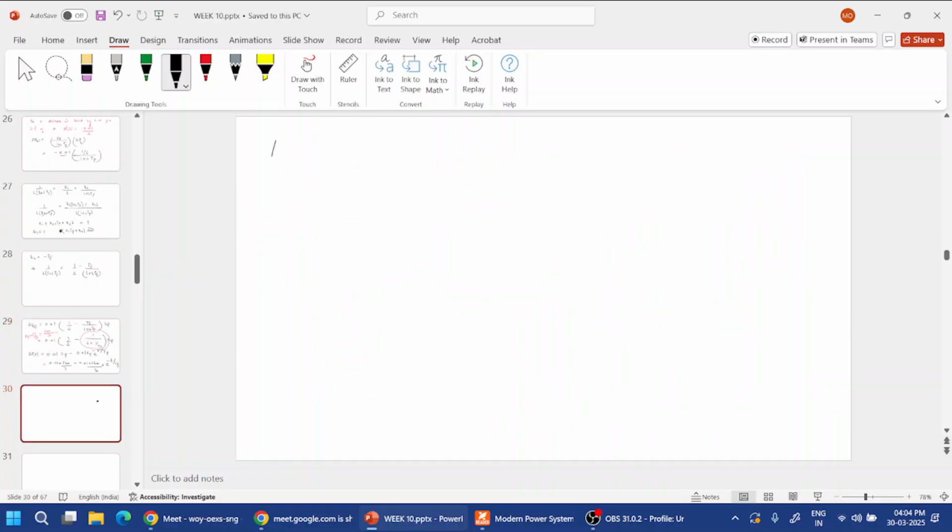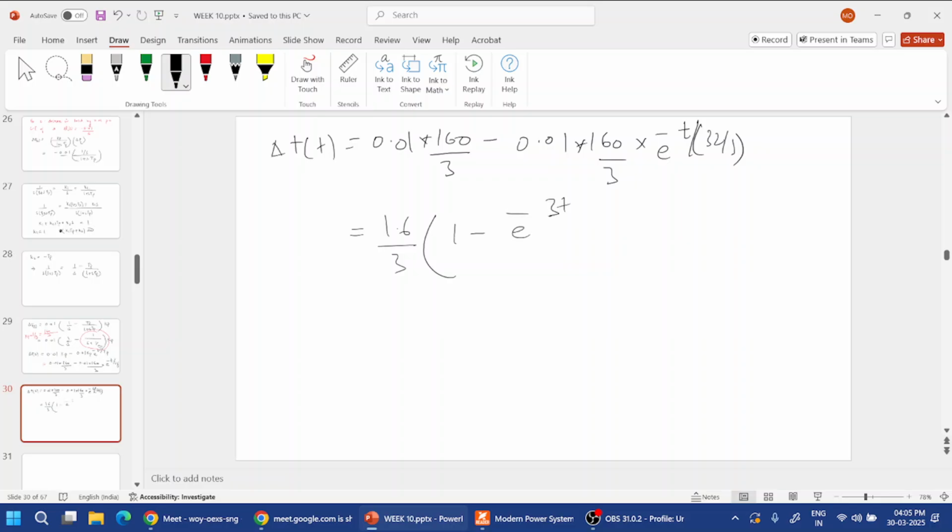So if I rearrange this, del f(t) is equal to 0.01 into 160 by 3 minus 0.01 into 160 by 3 e raised to the power minus 3t by 32. If we solve it further, it's quite easy. It will be 1.6 by 3 into (1 minus e raised to the power minus 3t by 32). Okay, this is the frequency.